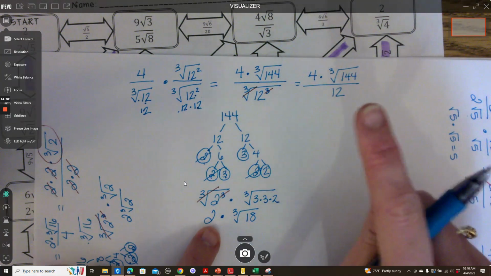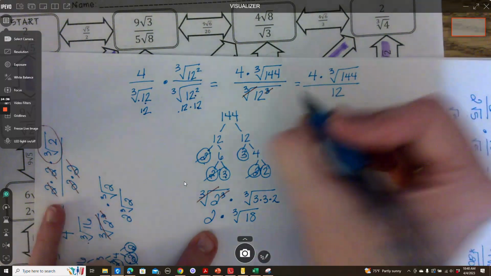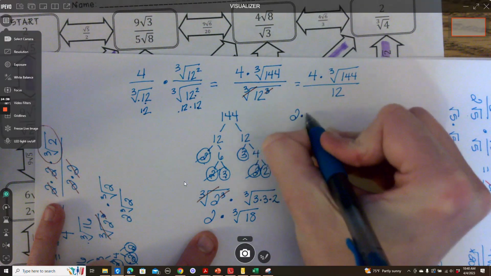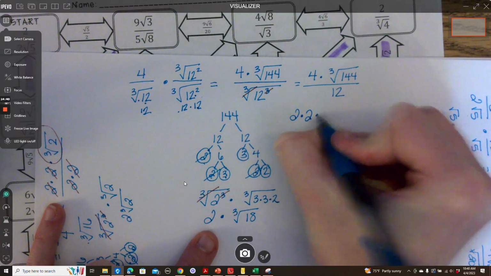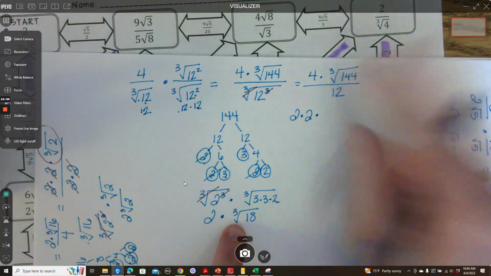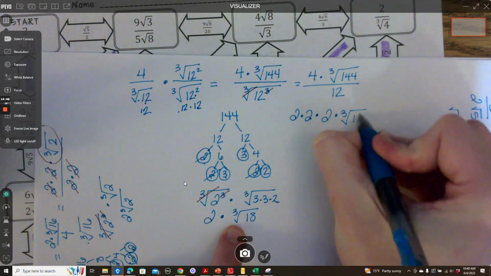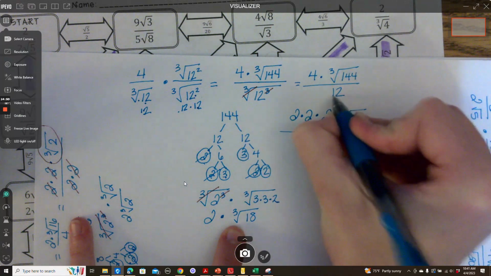Now I want to break everything down. So what can I break 4 into? What 2 numbers multiply to make a 4? All right, so I'm going to do 2 times 2 instead of that. And then instead of the cube root of 144, I'm going to write this. 2. And then 12.